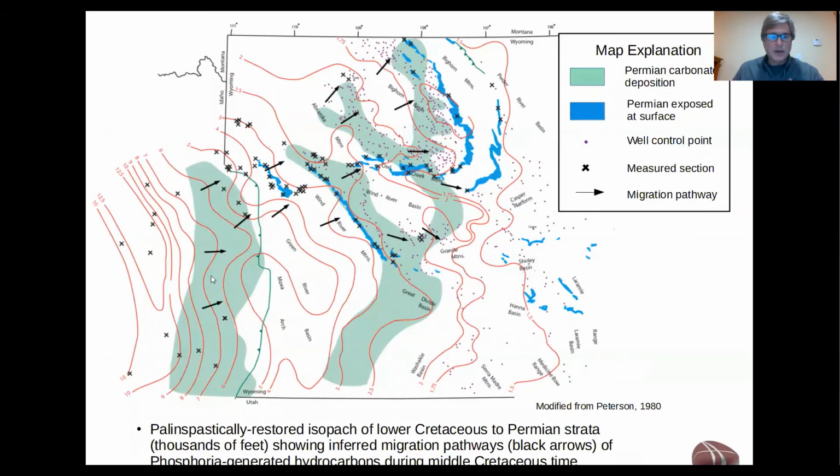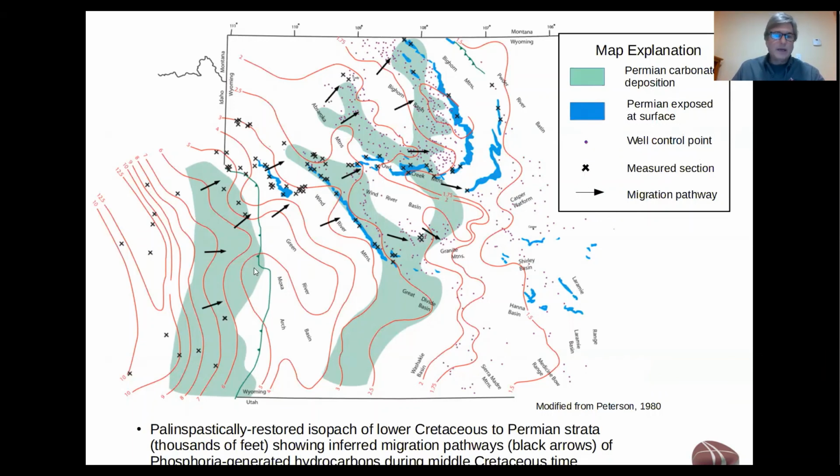He's also showing here in green the places where the Permian Phosphoria was largely carbonate in terms of its depositional facies. He's showing where Permian is exposed today at the surface, and that's where most of these measured outcrop data were collected. And then he's also showing places where he's got well control. So he's got well control with the purple dots, measured sections with the black X's.